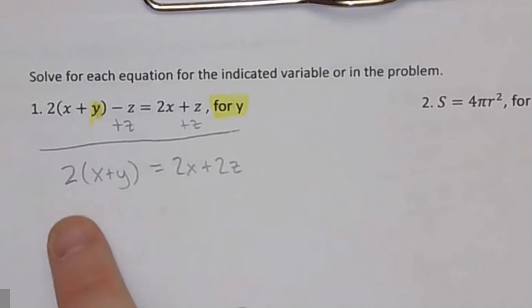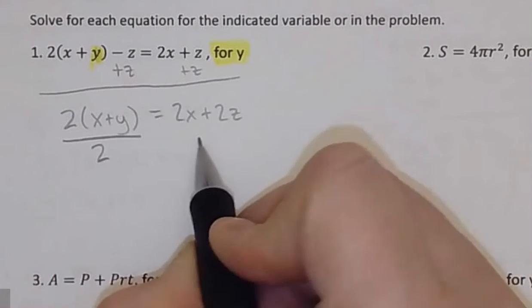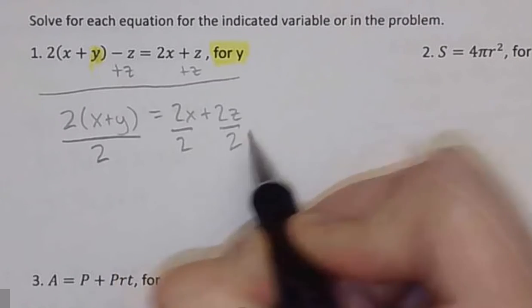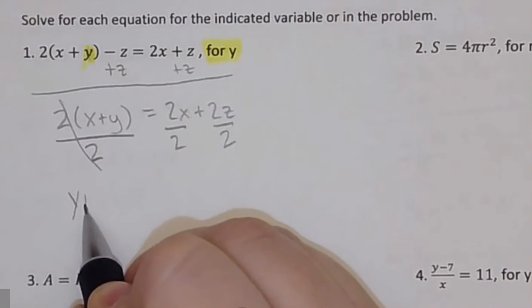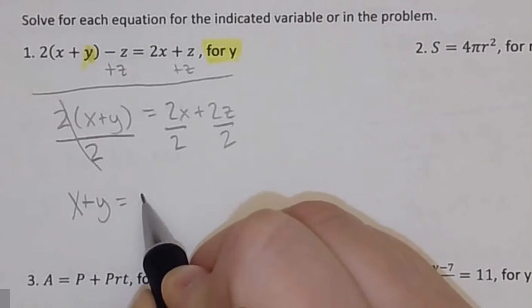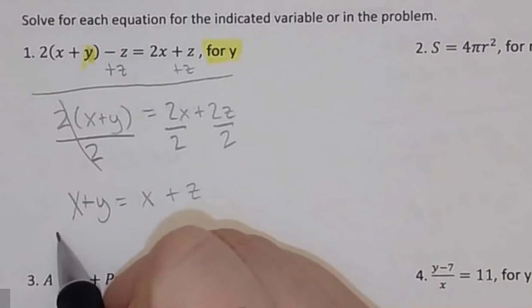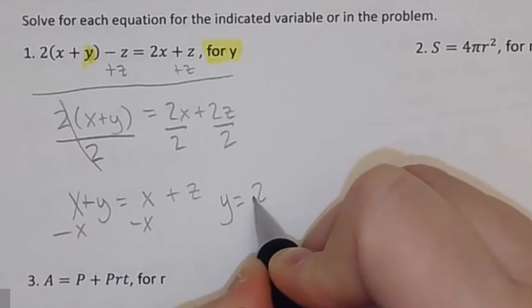Now, I could distribute the 2 through and then divide again, or I can divide now. I'm going to divide now, just to do it a different way. If you divide, make sure you divide each part on the other side by 2. So I have x plus y equals x plus z minus x, y equals z.